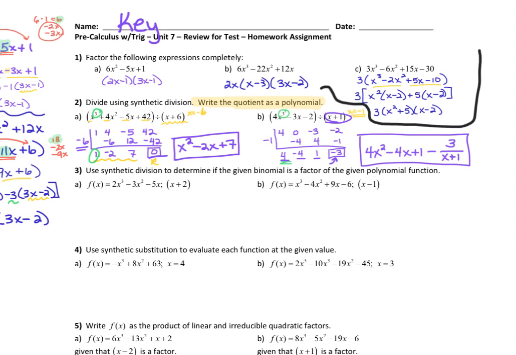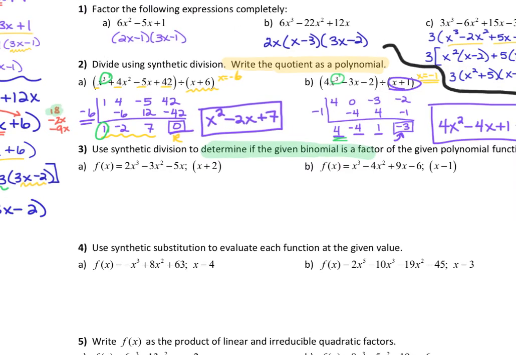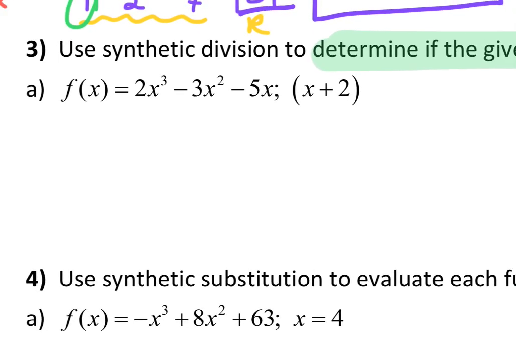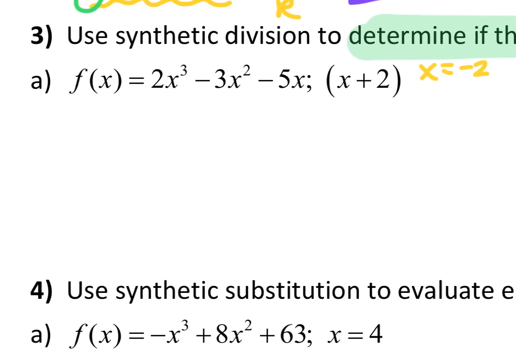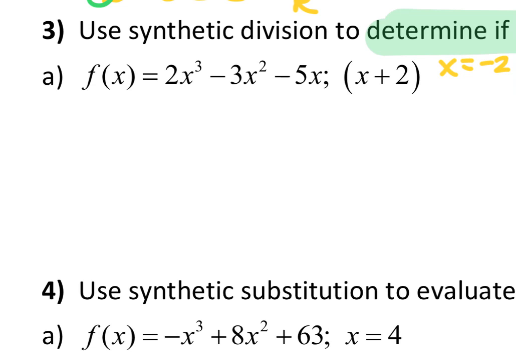Now, you can also use synthetic division to test if a binomial is a factor of a given polynomial. And so, for example, here, I can divide by, and again, it's dividing by -2 here. I can divide using synthetic division here, and if the remainder is 0, then I would say, yes, this is a factor, or if it's not 0, then I say, no, this is not a factor.